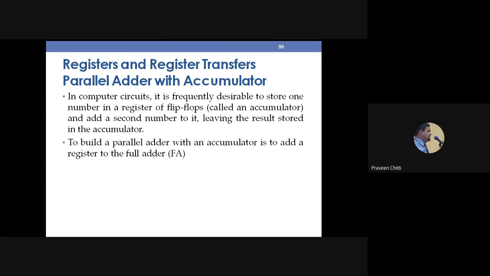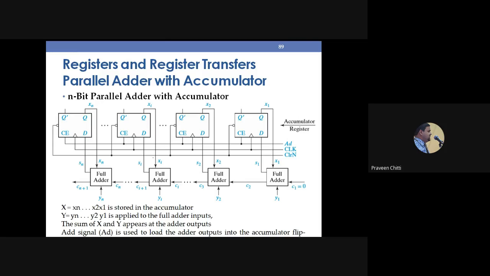Now to this parallel adder, we are adding flip-flops to store the output. If you add flip-flops to store the output, then that parallel adder is called a parallel adder with accumulator. The group of flip-flops which we use for each full adder to store its output is called the accumulator, because the result can be accumulated there. So this is the logic diagram for the parallel adder with accumulator.